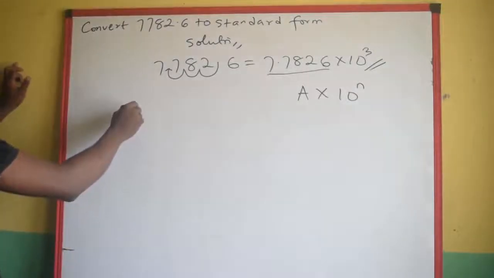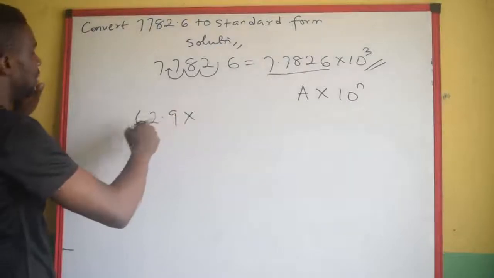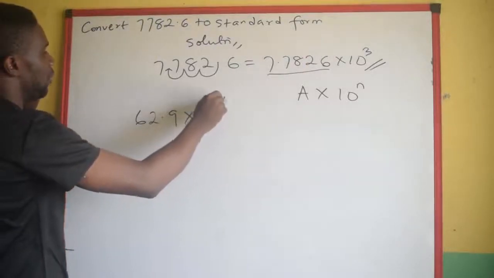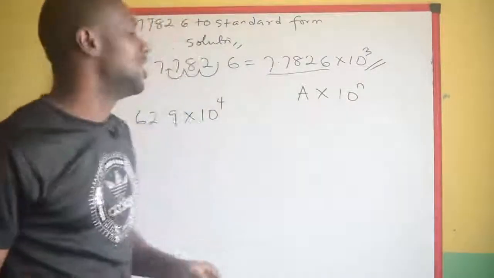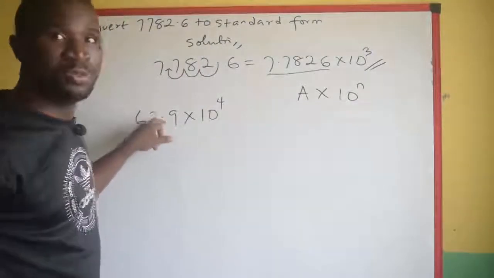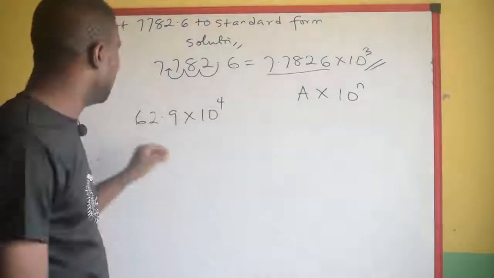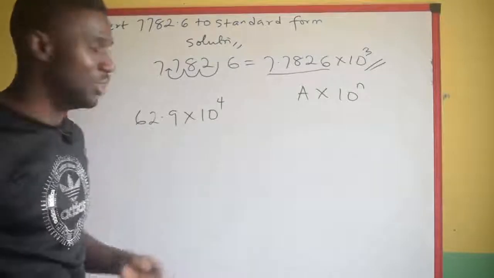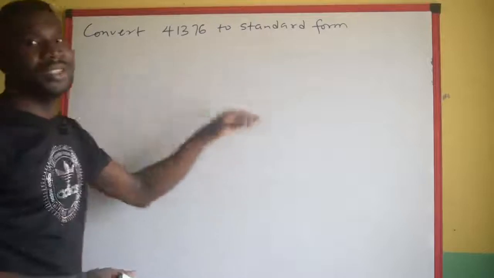But then don't misunderstand this. Supposing someone gives you something like this, let's say 62.9 times 10 raised to power 4, and the person asks you, is this in standard form? It is not in standard form. When you look at it, look at the position of the decimal point. This decimal point is not at the back of the first digit that is greater than 0. It is at the back of 2, and 2 is the second digit here. So this is another example.